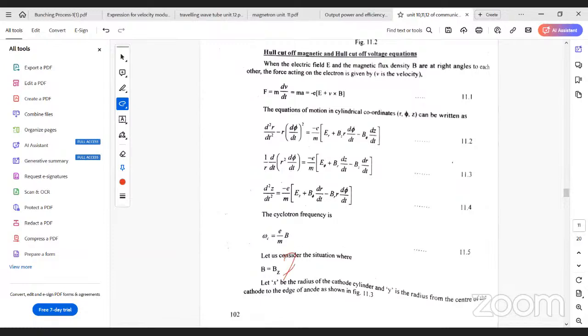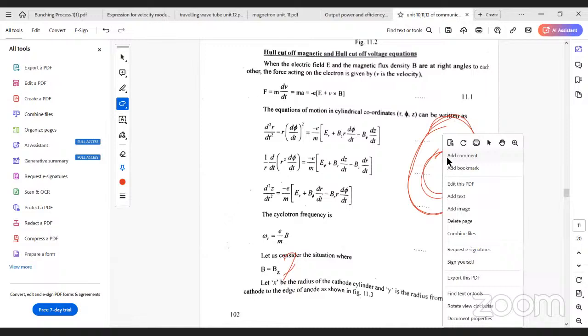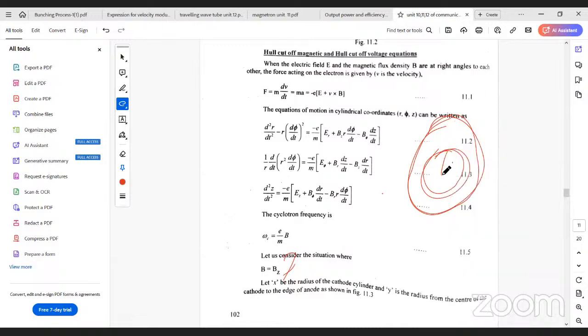Here I am taking two radii, x and y. What is the x radius and what is the y radius? Inside we have the cathode, and on the outer side we have the anode. The center point to the cathode is x, and the center point to the anode is y. Before going to the derivation, we have to remember these four equations: 11.2, 11.3, 11.4, 11.5. Using these, now we will see the derivation part.